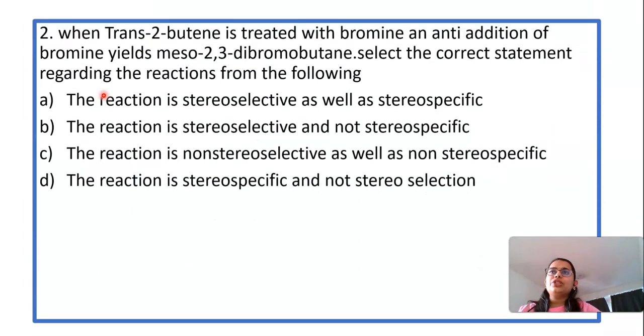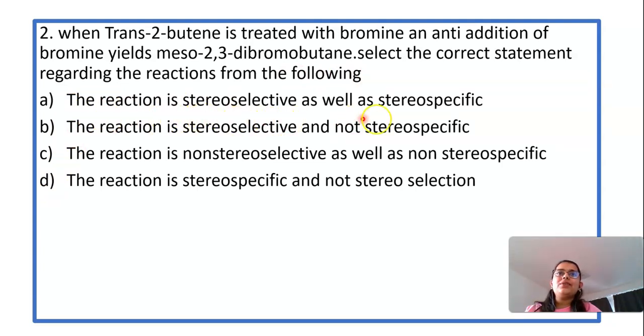Let's go to the second question. When trans-2-butene is treated with bromine, anti-addition of bromine yields meso-2,3-dibromobutane. Select the correct statement regarding the reaction from the following. Sometimes, to confuse you, they can ask the question in words instead of as a reaction. So you have to read it twice, and then it will be clear. There are four options.